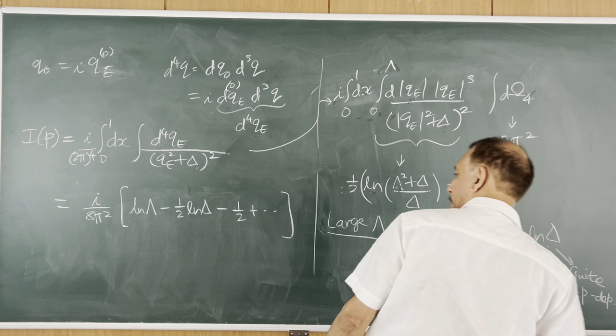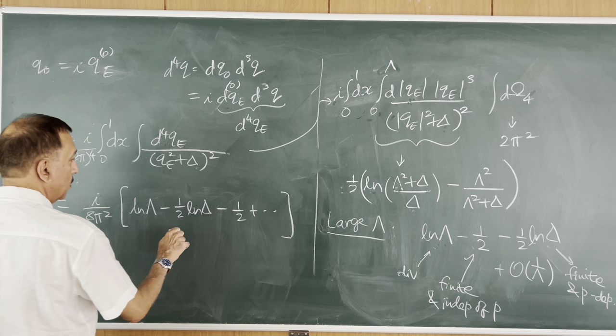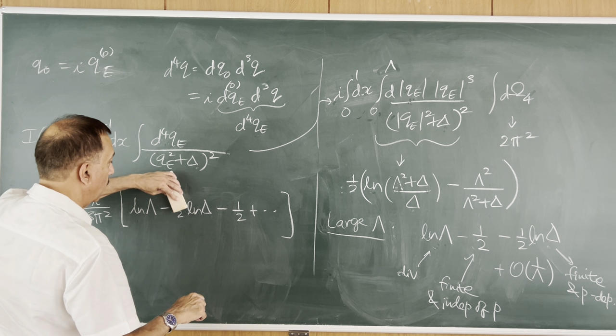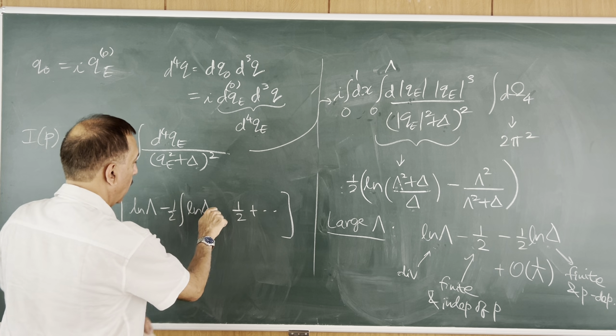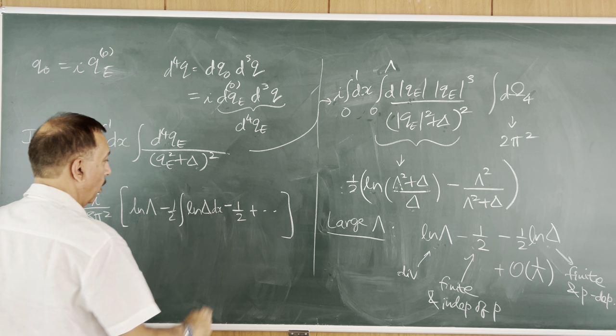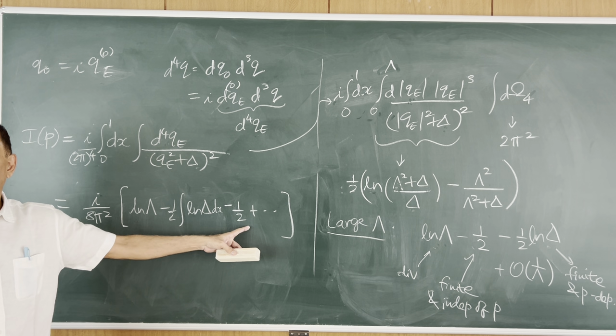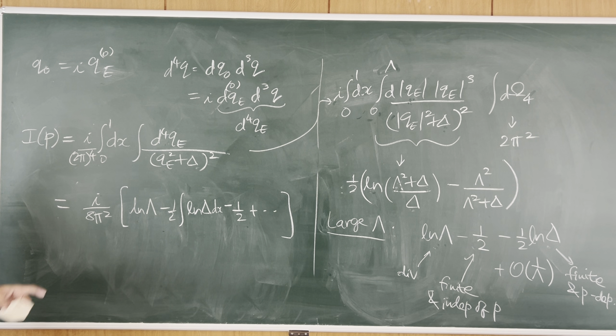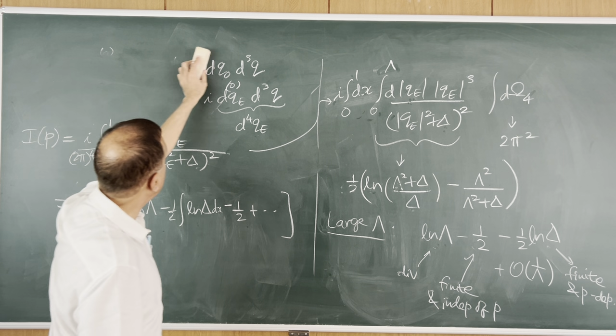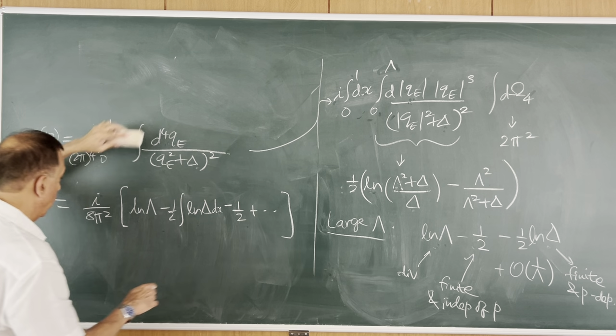Let me just check. I keep forgetting things. Here there is also an integral in dx. Here also, and here also, there's an integral in dx, but when it doesn't depend on x, then the integral in dx is 1 because x goes from 0 to 1. But here the integral needs to be done. Okay, so this result I'm going to save in a corner and I'll make a few remarks.